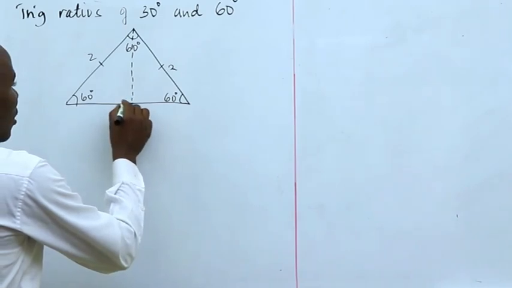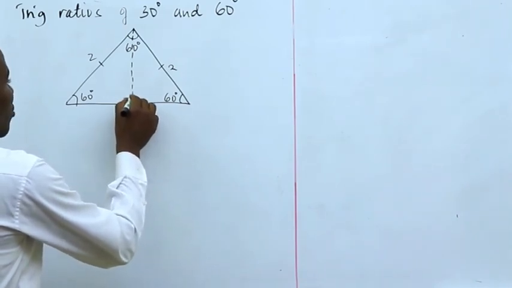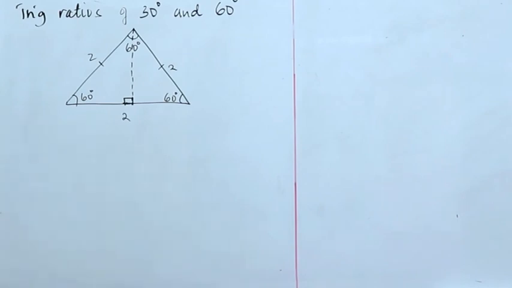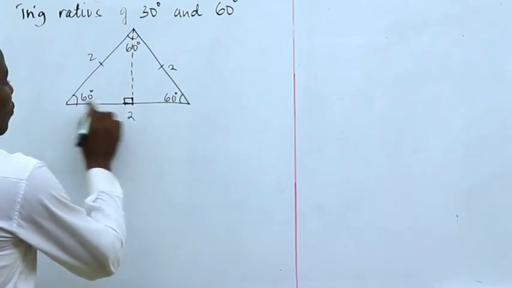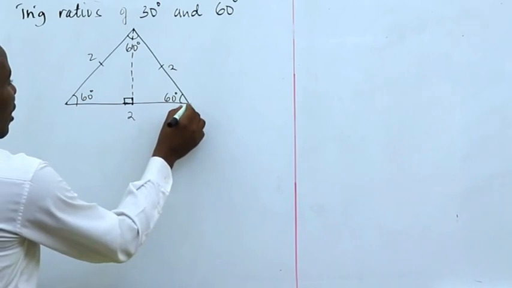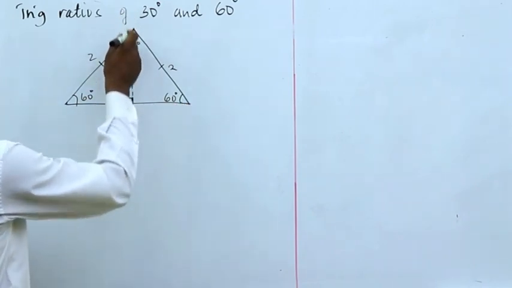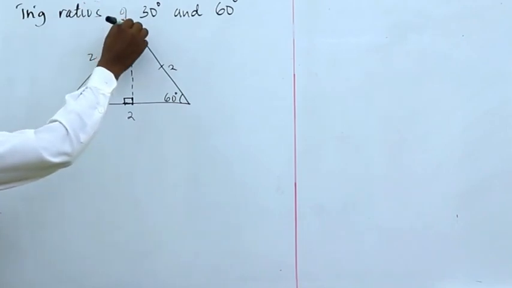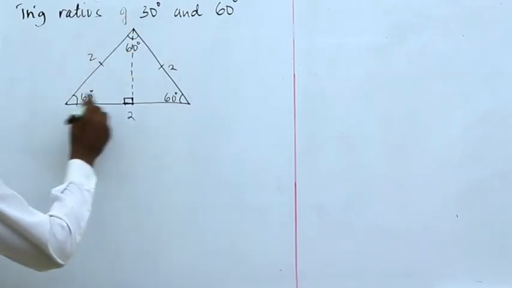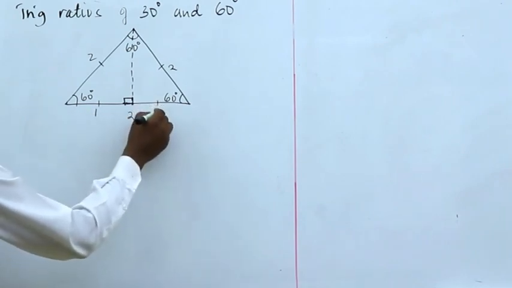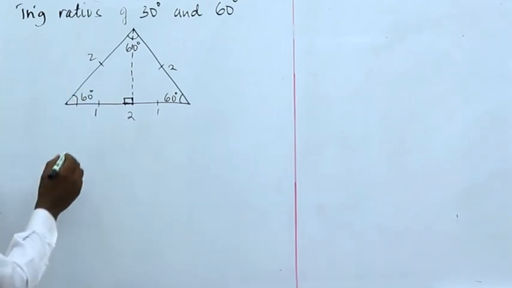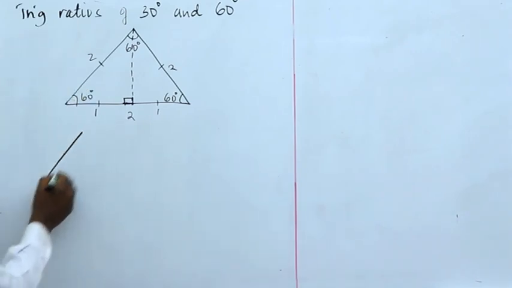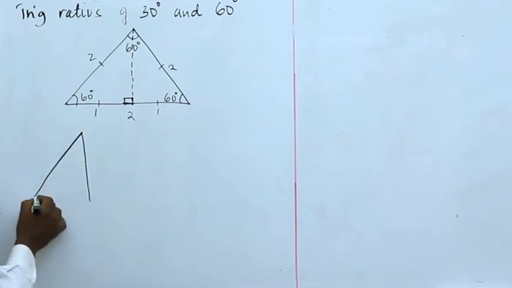Remember, I want to form a right-angled triangle somewhere so that I can use my Pythagoras theorem properly. If this side is of 2 units, from one end up to the other, that means if I draw this line from up here, it will meet the middle of this line. That means this is a 1, and this one is also a 1. Now, I can extract something like this.